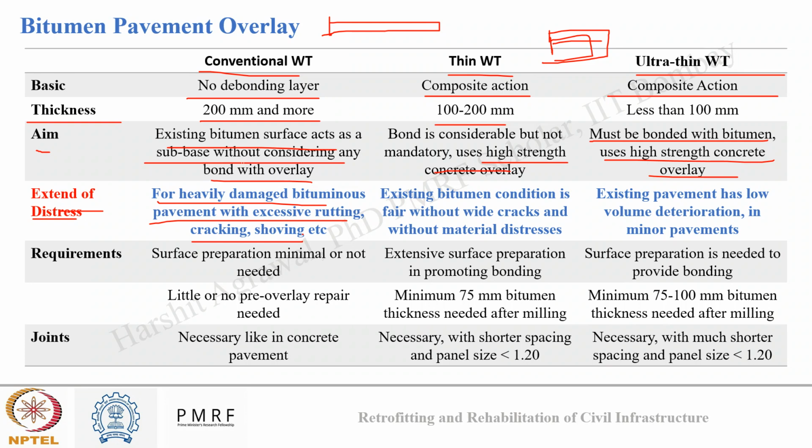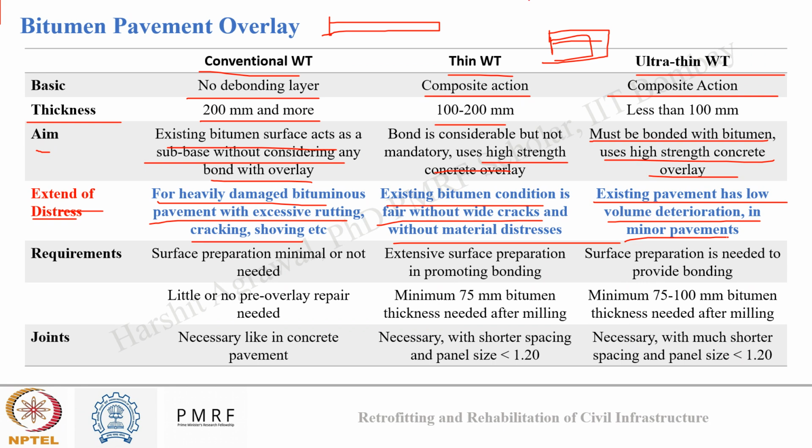So we need a separate unit at the top which can take that load, and thus we use a conventional white topping with the higher thickness which can resist the traffic load coming from the top. Okay. And then there is thin white topping, in which the existing bitumen is in fair condition without any cracks or material degradation. White topping is used when the existing pavement has low material deterioration and where my existing bitumen can also contribute in strength.